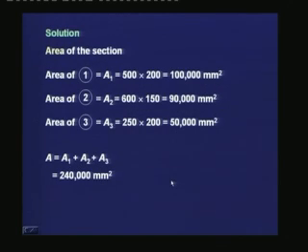For the area of the section, first we are calculating area of the first rectangle, which is 500 times 200 is equal to 100,000 millimeter square. The second one is the area of rectangle 2, which is shown as A2 equal to 600 times 150 is equal to 90,000 millimeter square. Area of rectangle 3 is A3 equal to 250 times 200 is equal to 50,000 millimeter square. The total area is given as A1 plus A2 plus A3 is equal to 240,000 millimeter square.